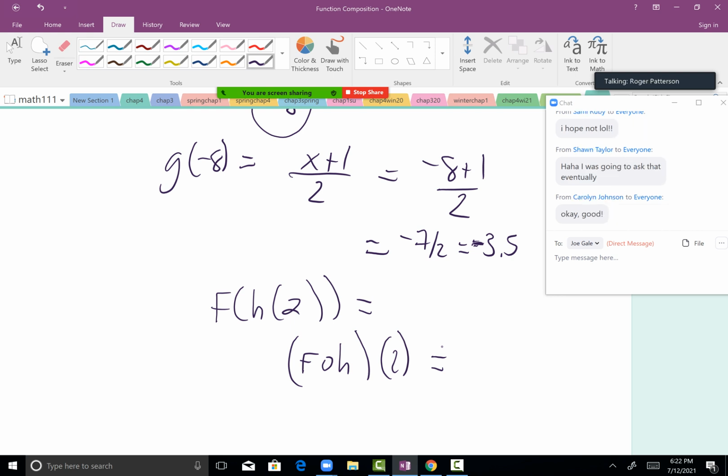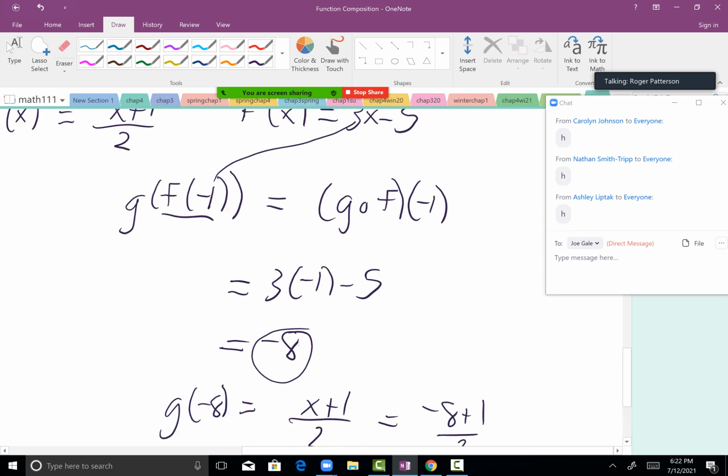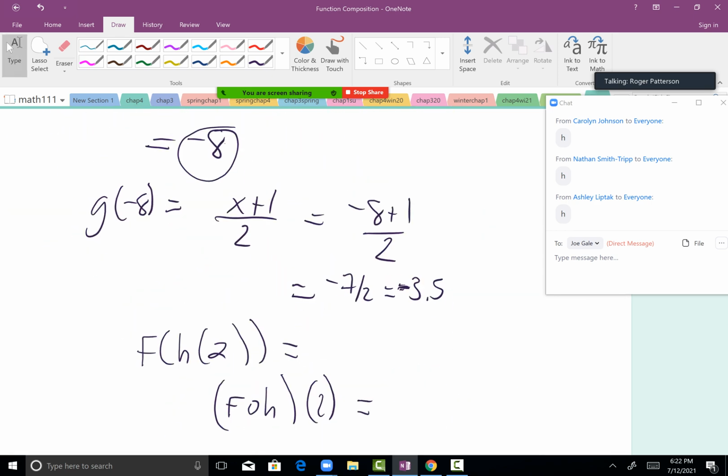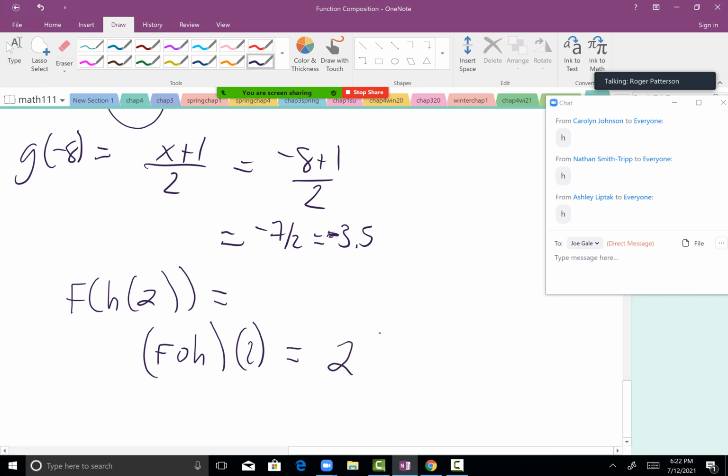All right, so what do we do with the 2? Where does it go first? Which function? It goes into the h first. Yeah, good. It's going to go into h first, right? So then I go to my h, go up here, and I go, okay, well, h was 2x squared minus 4. So I'm going to go 2x squared minus 4.